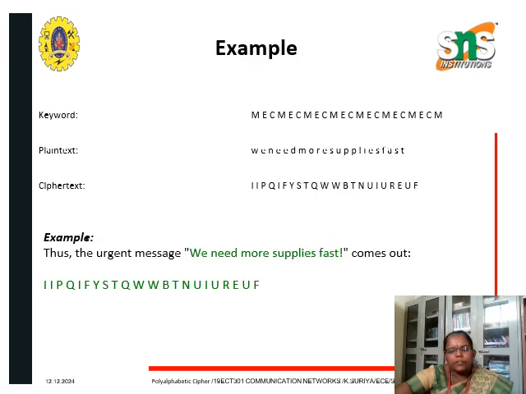So here is an example for that. The keyword is MEC. Plain text is we need more supplies fast. When you take the plain text W and the keyword M, at the intersection between the W and the M, you get the alphabet I. Similarly, it is encrypted, and finally, the encrypted message is IIPQ IF YS TQ WWB TNU IU REUF.